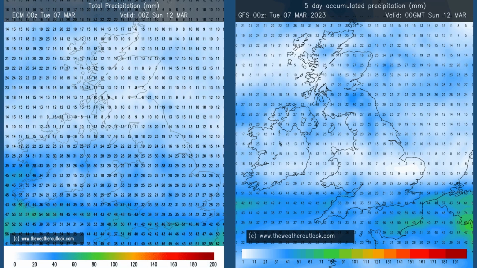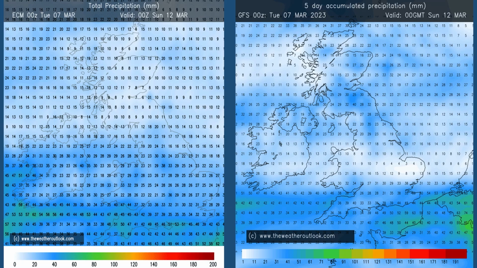Well, that's the snow situation. What about precipitation amounts in general? Days 0 to 5, total precipitation forecast from the ECM model on the left, the GFS on the right. So what this is showing is total precipitation. It's not bothered whether it's rain, sleet or snow.